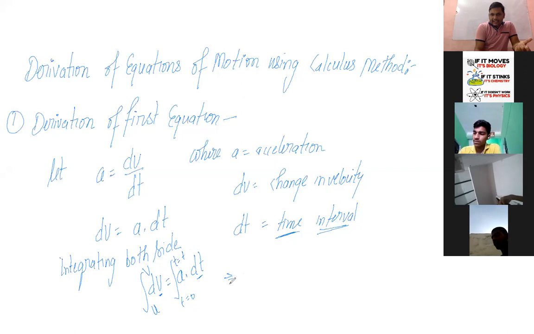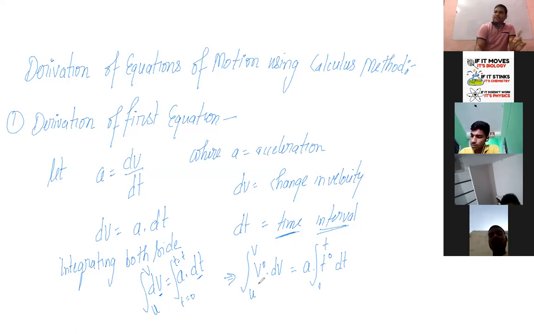Once you integrate dv, you can assume that a 1 is hidden, or v to the power 0 is hidden, because v to the power 0 is 1. So in the very basic manner you can write the integral of v^0 dv from u to v, equal to a times the integral of t^0 dt from 0 to t. Now it is fine because v to the power 0 is 1 and t to the power 0 is also 1.